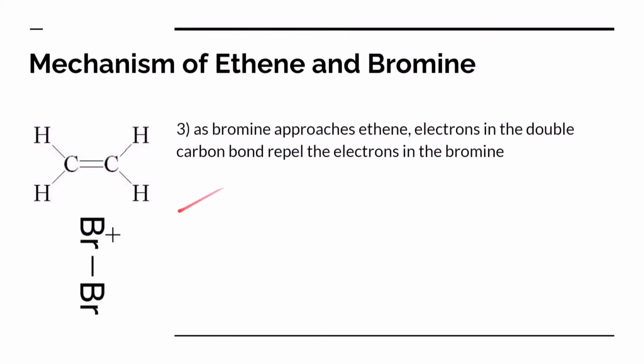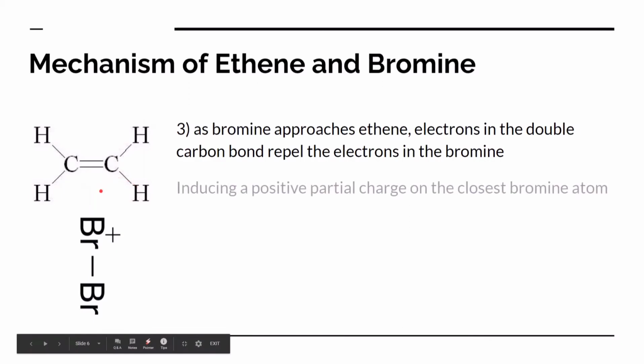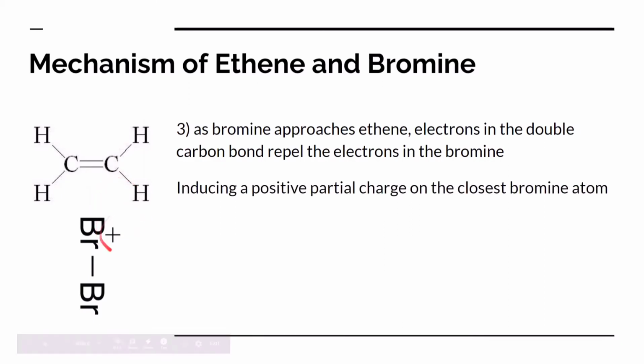And because of this large negative charge, as this bromine molecule approaches the ethene, the electrons in the double carbon bond repel the electrons on this bromine molecule. And this induces a positive charge on the closest bromine atom. So this negative charge repels the electrons on this bromine atom, inducing it to become a positive partial charge.